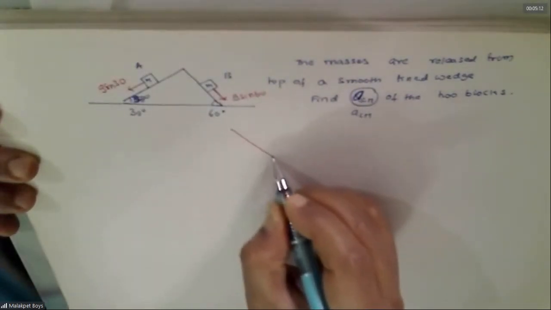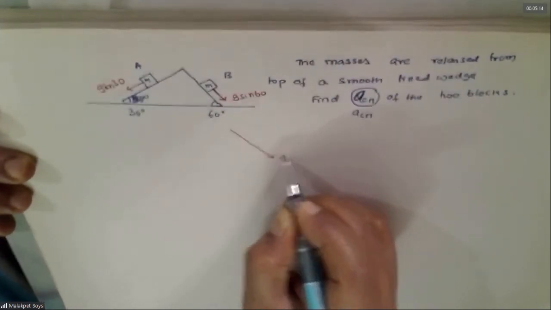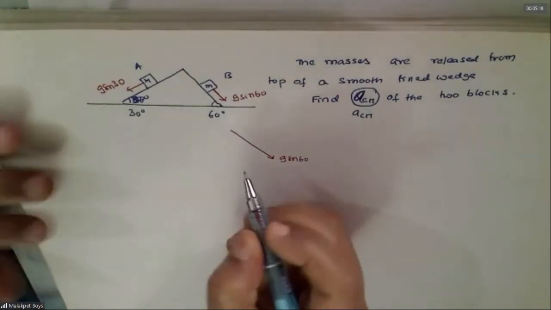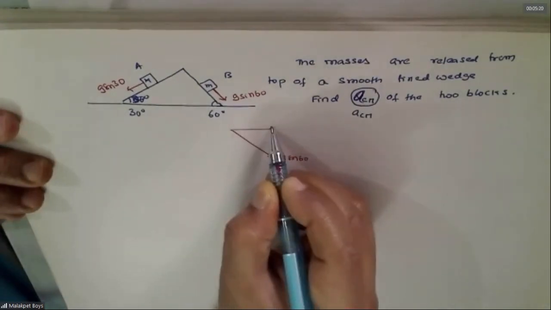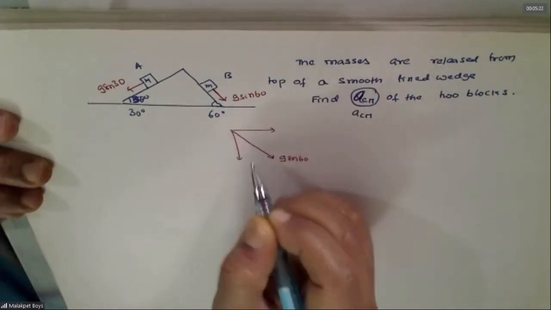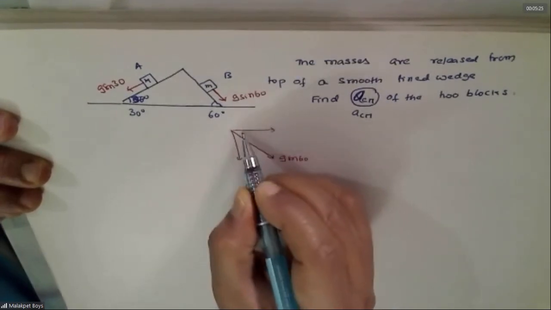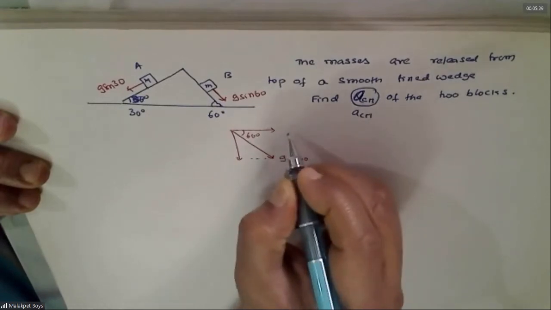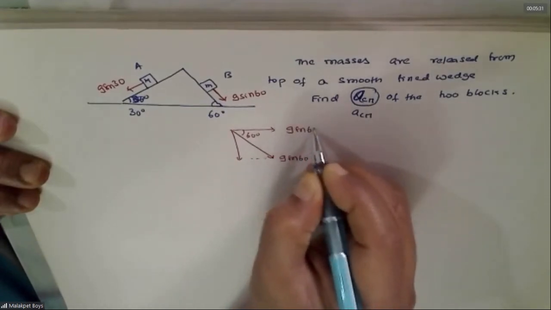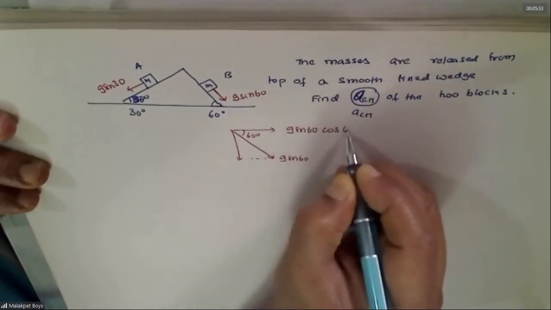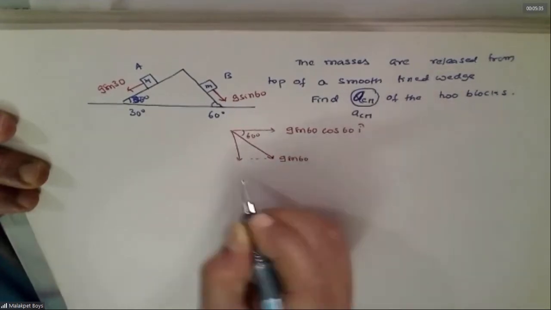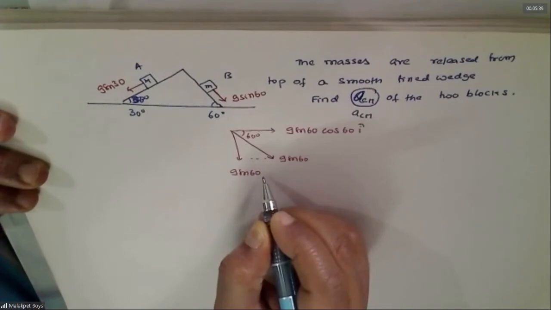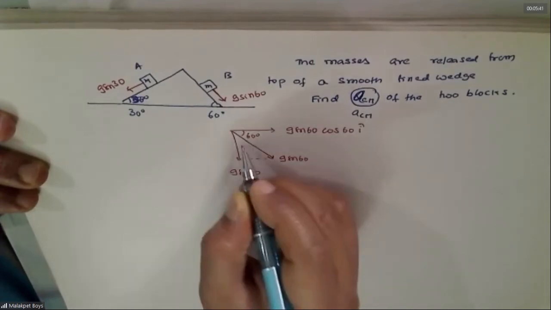Now here, this can be resolved into two parts, no? Why? Because this is 60 now. g sin 60 degree cos 60 degree i cap, g sin square 60 degree j cap.